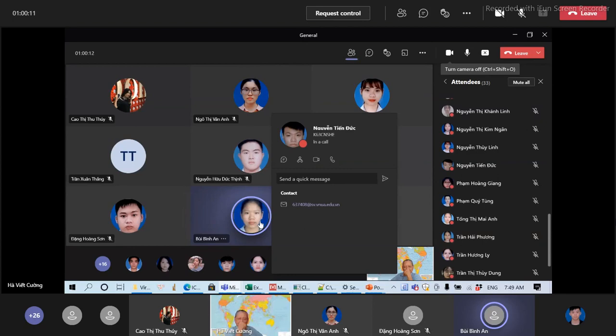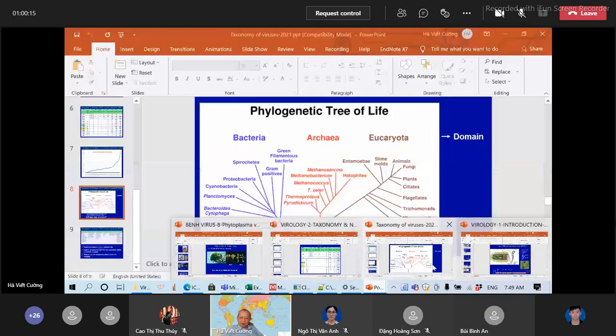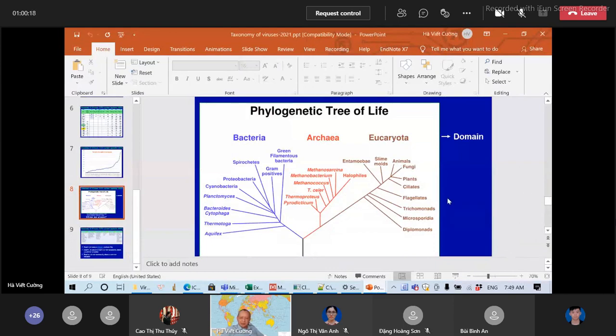Can you repeat the question? Okay, there's a question here, and because you already know about this picture, this picture shows the phylogenetic tree of life of all known forms of life, like the bacteria, archaea, and eukaryotes. Do you know the bacteria, archaea, eukaryotes? Do you know? Bacteria, archaea. In Vietnamese?